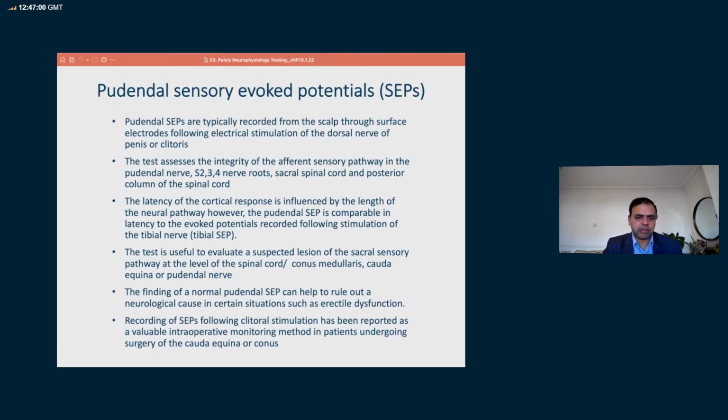These are recorded from the scalp in the same sites as for the tibial sensory evoked potential, and assess the afferent sensory pathways. Now, what we look at is the latency of the cortical response, and this is influenced by many factors, including the length of the neural pathway. However, interestingly, the latency of the pudendal sensory evoked potential is comparable to that when performed in the leg with the tibial SEP. So if there is a suspected lesion of the sensory pathways of the conus medullaris, the cauda equina, the pudendal nerve, or the spinal cord, this is a useful test.